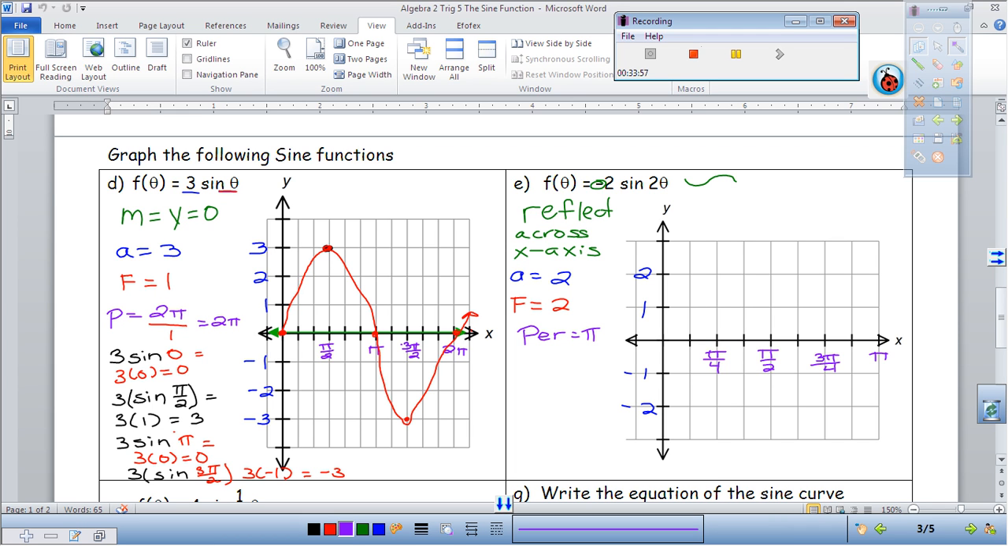Pi over 4 plus pi over 4 is 2 pi over 4, which reduces to pi over 2. Then 2 pi over 4 plus another pi over 4 is 3 pi over 4, plus another pi over 4 would be 4 pi over 4, which reduces to pi. So your period goes here always at the end.